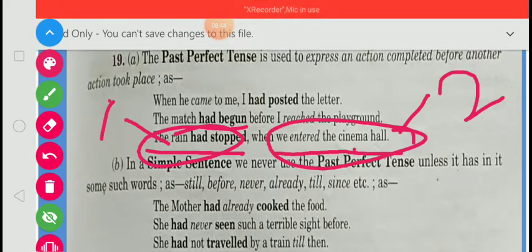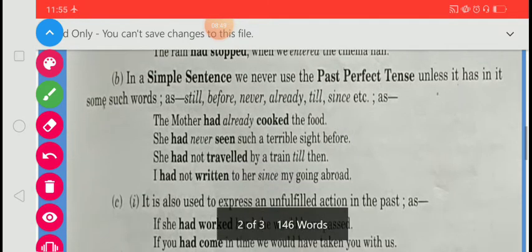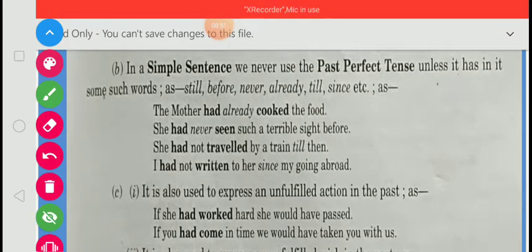Okay students, look at the next one. In the next use of past perfect tense, in a simple sentence we never use past perfect tense unless it has in it some such words: still, before, never, already, till, since, etc.